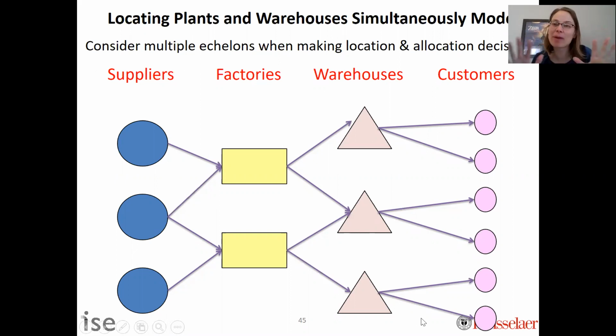And then once we have them located, we need to allocate the resources from suppliers to factories, factories to warehouses, warehouses to customers. In everything else we did before, we really had one echelon of decisions. We made one type of facility, and then on both sides we had fixed or input parameters. Here we have two decision echelons. In this example, it could be factories or warehouses. It could be other things in your supply chain.